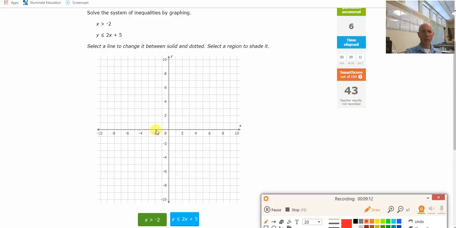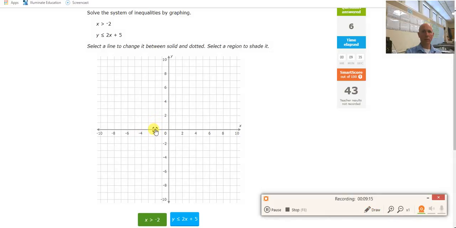Graph it. X equals -2, and that's dashed. Oh, come on. It's not dashing for me. Interesting, I can't make the dash happen. Let's try this one. This one's at 5 and going up 2 over 1. And I can't make that one dashed either. Oh, there it goes. Okay.